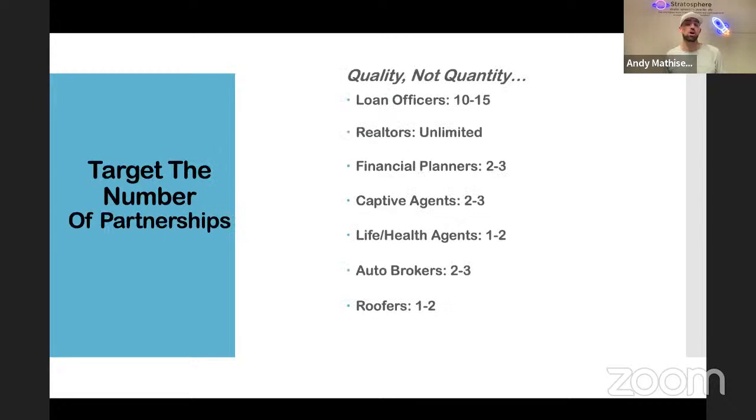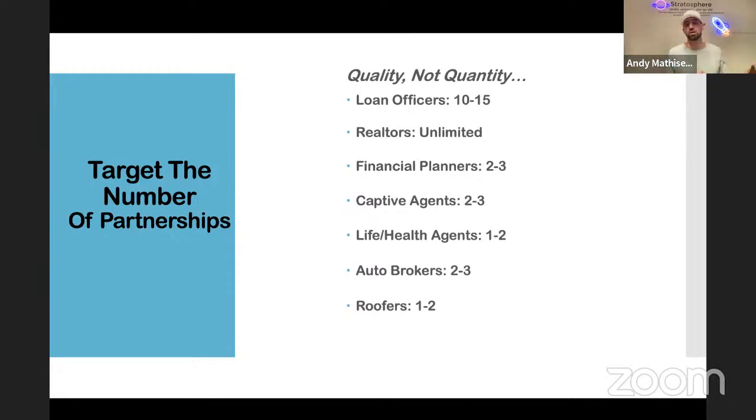All right, how many partnerships per category should you be looking for? With loan officers, that number can depend on what your capacity is. In my role at the agency, I was able to take on a lot more loan officers. I look for 25. That was me, and I think you're capable of doing so. And this slide specifically, it says 10 to 15. That's just because you may be focused on other activities that you're doing throughout the month.